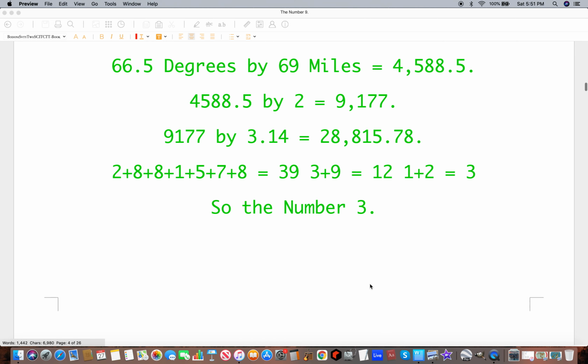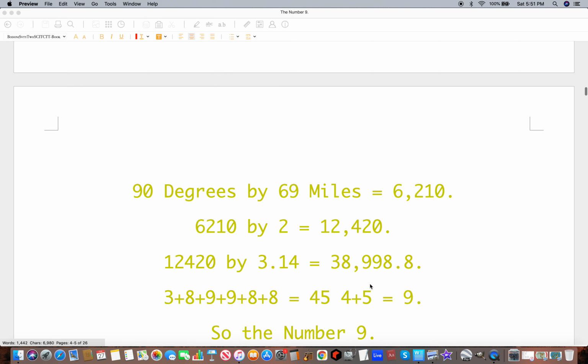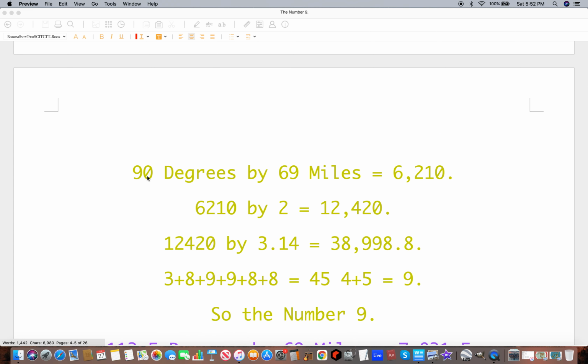If we're using miles. Now, I did the same then with the equator. So 90 degrees multiplied by 69 miles is 6,210 miles. And I multiply that by 2 to get a diameter of 12,420. Then I multiply 12,420 by 3.14 to get an equator circumference of 38,998.8. And then I add those numbers together to get 45. 4 plus 5 equals 9. So the number is 9. So the equator does add up to 9, right, numerologically.